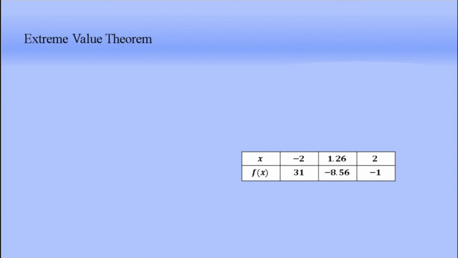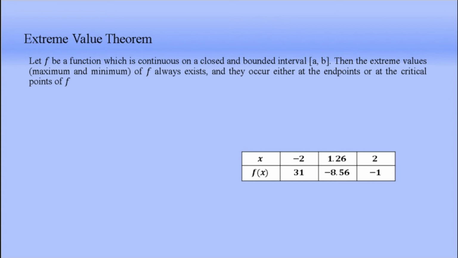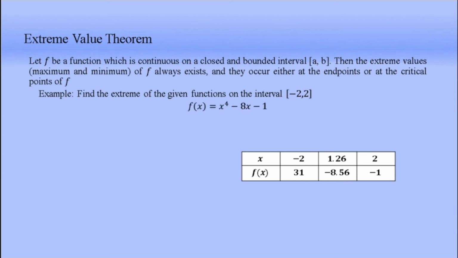So that's it for the general. Now let's move on to another lesson, which is the extreme value theorem. This theorem states that let f be a function which is continuous on a closed and bounded interval [a, b]. Then the extreme values, maximum and minimum, of f always exist, and they occur either at the endpoints or at the critical points. So example number 1, we have to find the extreme values, both the maximum and the minimum, of the given function on the interval -2 and 2.